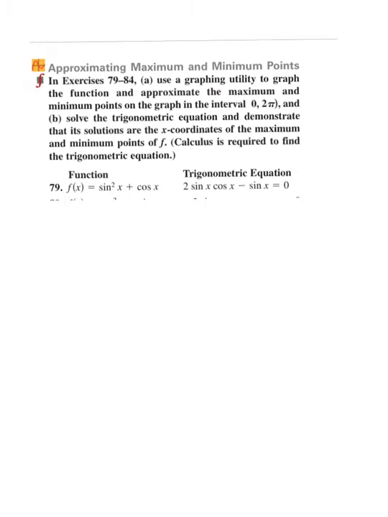Now, question 79, there's a whole bunch of printing up here, but anyways, it says solve the trigonometric equation and demonstrate that its solutions are the coordinates of the maximum and minimum points. Okay, so basically, this is what you're going to do next year. This here is called a derivative, and what a derivative does is it is the slope. So if the slope of the tangent line there is 0, and the slope of the tangent line there is 0, this would be a maximum, that would be a minimum.